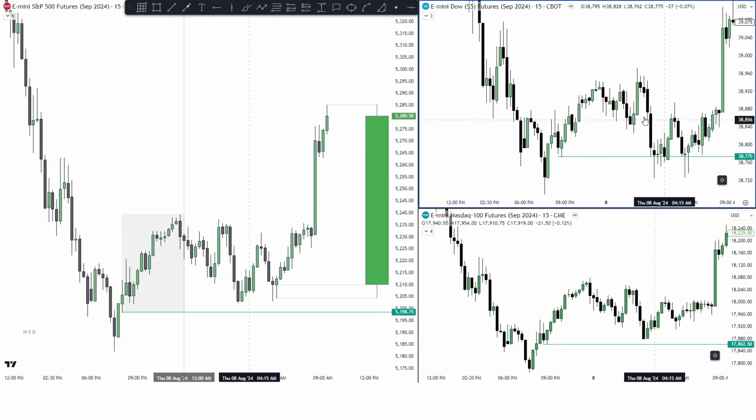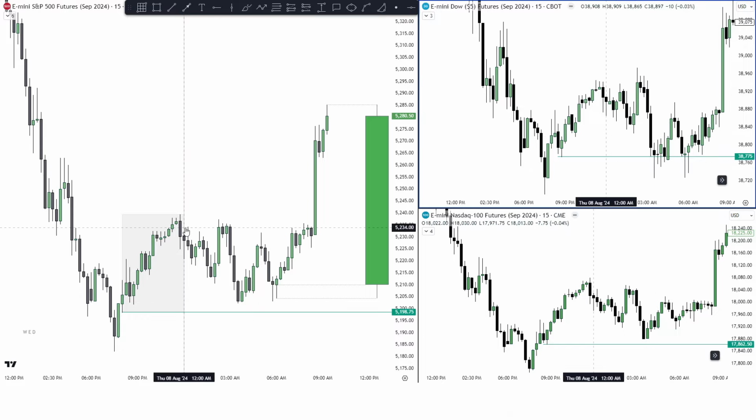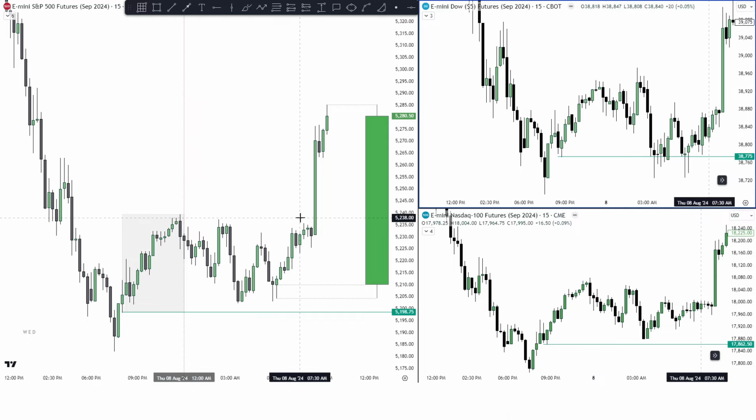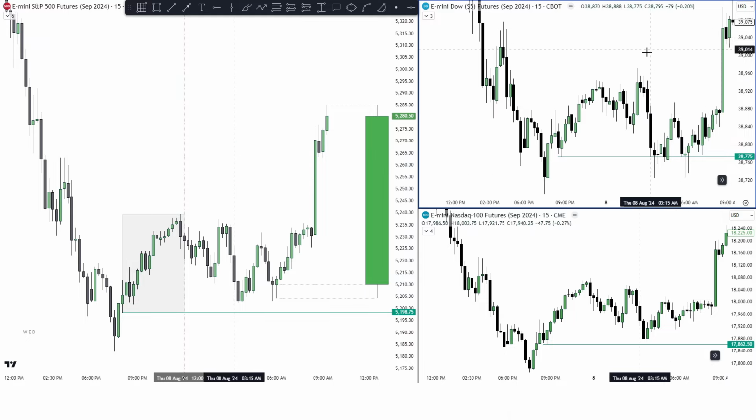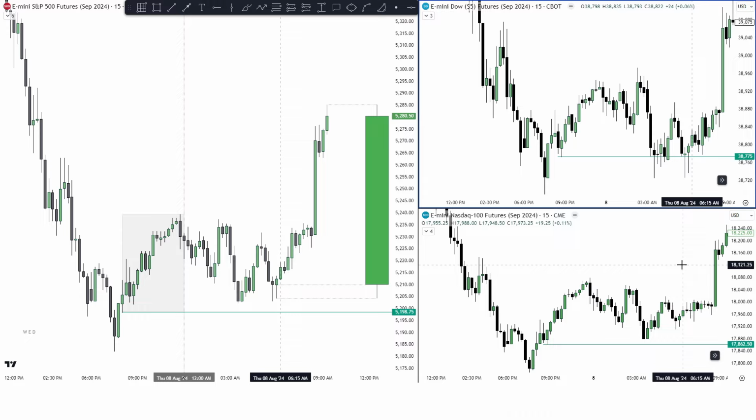So obviously this is a clear SMT inside the marketplace, where one correlated market did take out a low while the others didn't, which means this is obviously a bullish scenario. As well as we can also see here that at 8:30 we had news, S&P saw a spike to the upside, Dow Jones also saw a spike to the upside, and the Nasdaq saw a spike to the upside. So obviously these markets are in correlation. So we have that SMT divergence as a frame of narrative. Then we have the closely correlated markets pushing in the same direction.